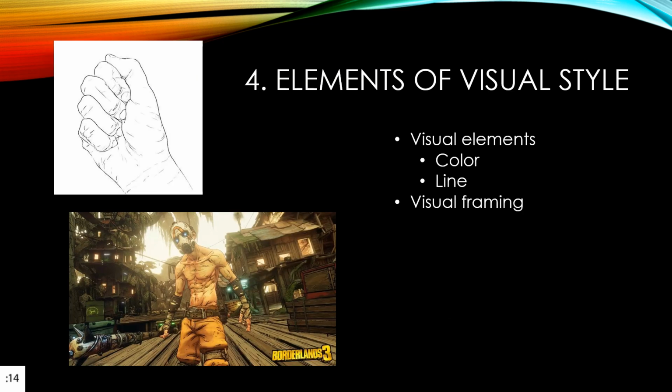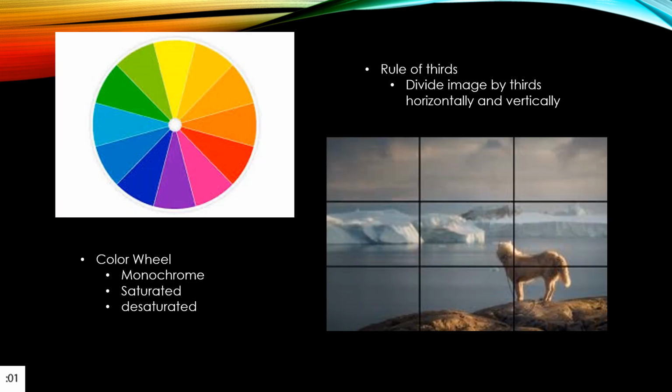One of the next big things we learned was elements of visual style, and lines was one of the first things we learned, such as contour lines with the hand shown above, or stylized lines with the cell shading shown in the Psycho from Borderlands 3 in the image. We also learned about the color wheel with monochrome, saturated, desaturated, and complementary colors conveying different emotions, and then rule of thirds, which is dividing an image into thirds and then using the intersections to convey interest points.